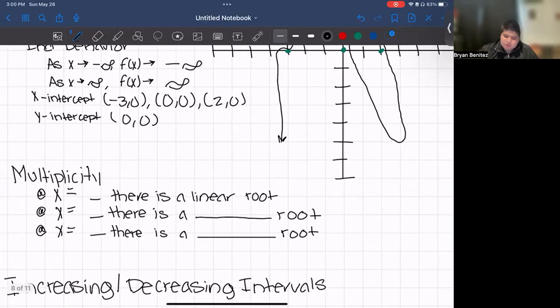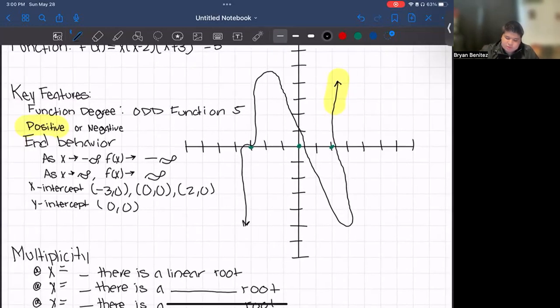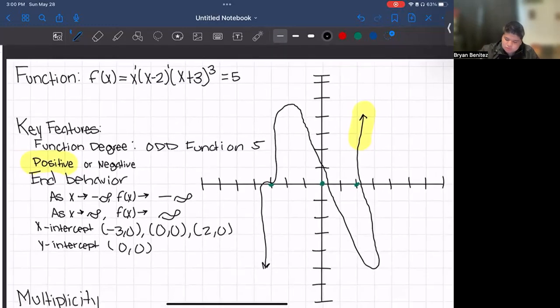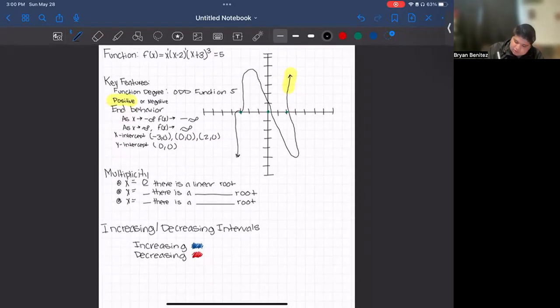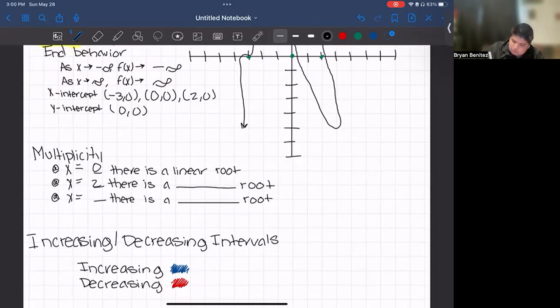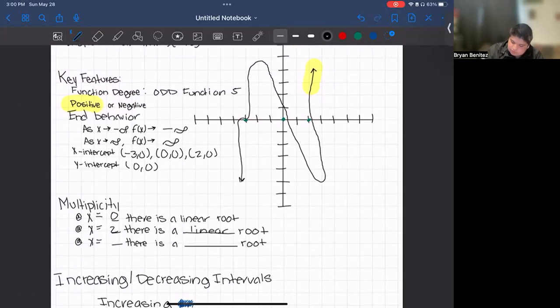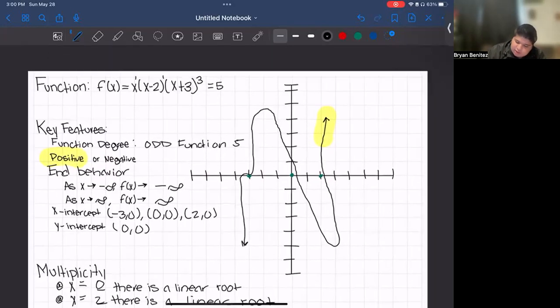In order to find the multiplicity, we not only have to look at the graph, but at the exponents. Okay, so we can see that there's a linear root on the 0 right here. So you can put x equals 0, and there's a linear root. And then we can see that there is also another linear root on positive 2. So we put x equals positive 2, and there is a linear root. And then we look at negative 3, and it's a cubic root because the exponent is 3.